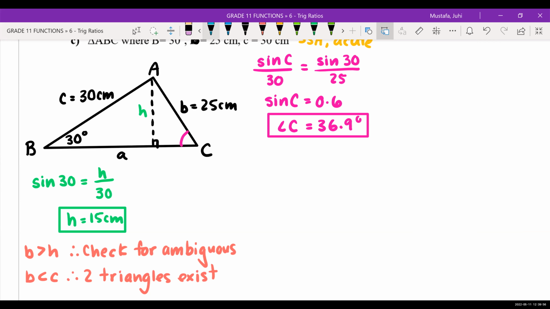To find angle A, now it's pretty straightforward. We're going to use our interior angle theorem. So all interior angles add up to 180. So it's going to be 180 minus 30 minus 36.9. So angle A is going to be 113.1 degrees.